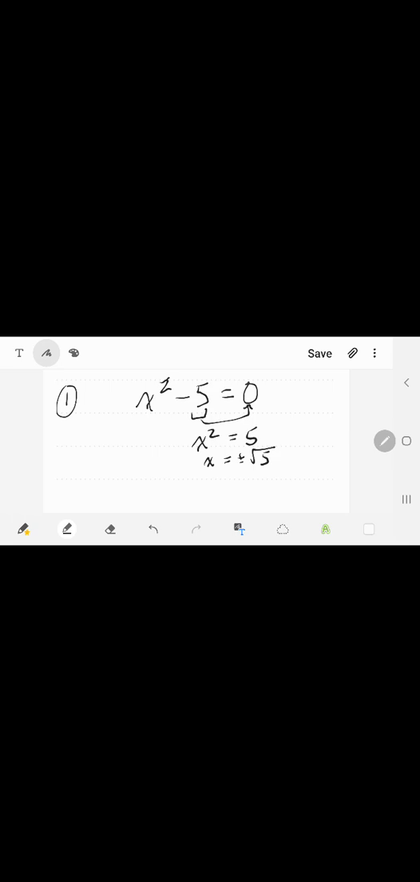So what you're going to do is split this problem into two final solutions. You're going to write x is equal to the root of 5, or the solution is x is equal to negative the root of 5. And you can leave it like that as our final solutions. Okay?